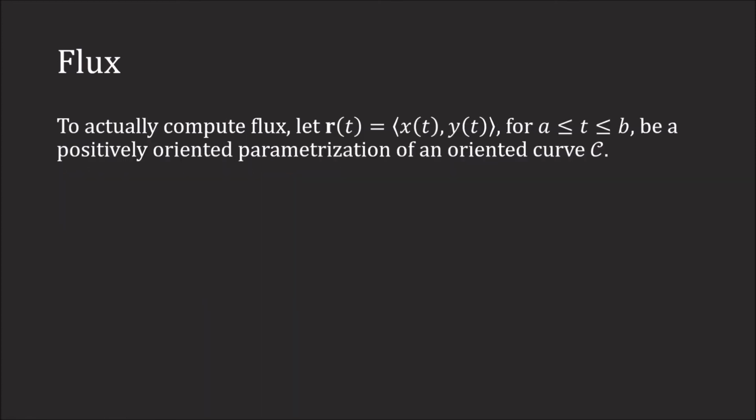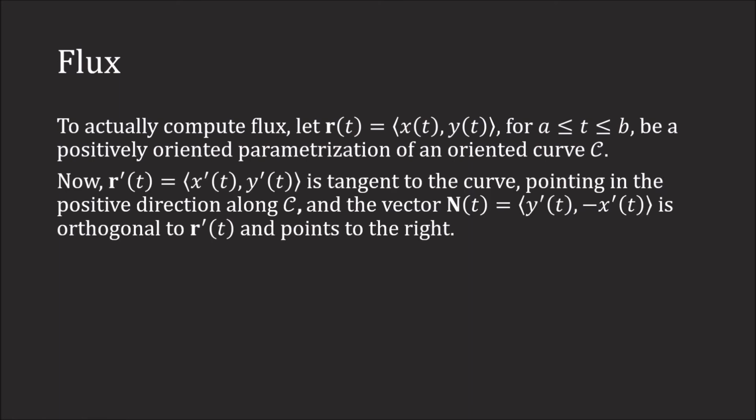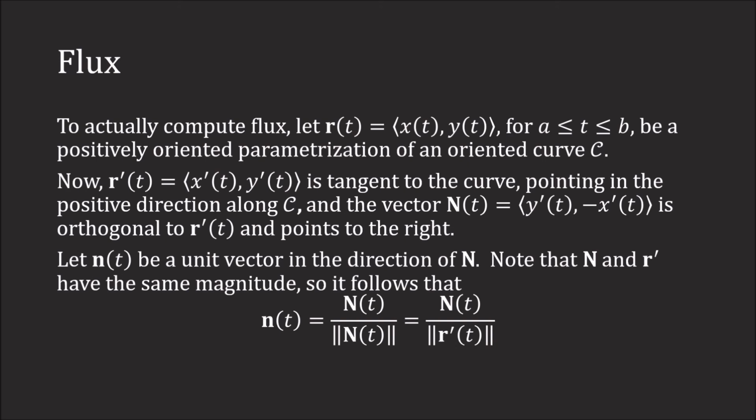Now, to actually compute flux, let R of t equal x of t, y of t, for a less than or equal to t less than or equal to b, be a positively oriented parameterization of an oriented curve C. Now, R prime would be x prime comma y prime, and this is tangent to the curve, pointing in the positive direction along C, and the vector N equals y prime, negative x prime is orthogonal to R prime and points to the right. Let n be a unit vector in the direction of N. Now note that N and R prime have the same magnitude, so it follows that n would be capital N over the norm of R prime.